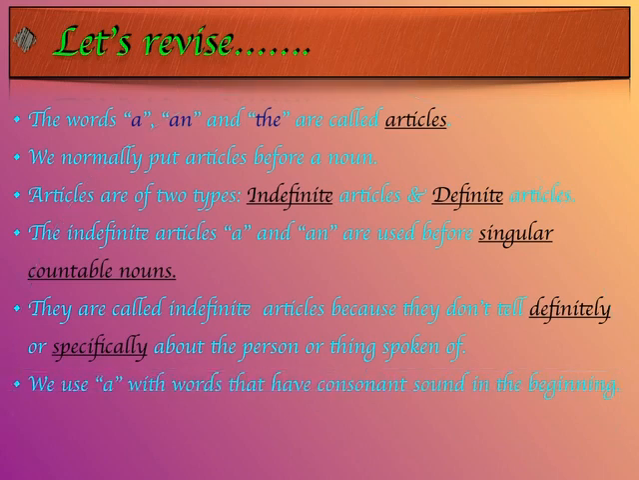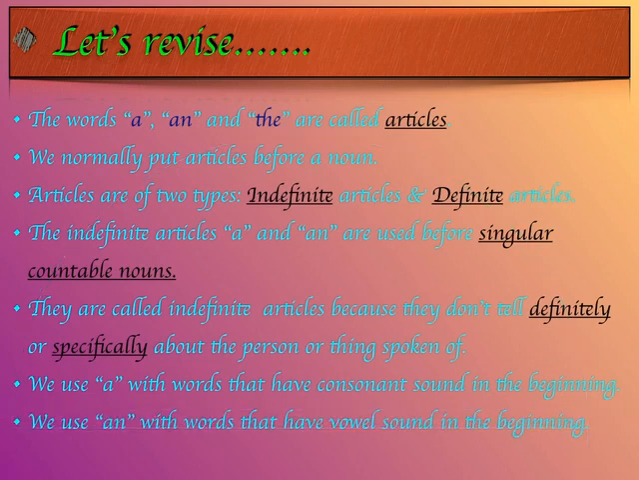We use a with the words that have consonant sound in the beginning. So we have to use the article a along with the nouns which begin with the consonant sound. It may happen sometime that the noun or the word starts with a vowel but it has a consonant sound. For example, university. Over here, the first letter is U, but we have to use a because the sound is that of consonant and not of vowel.